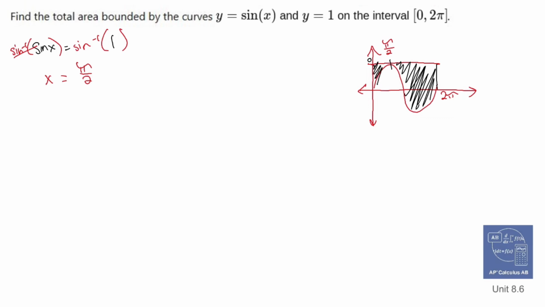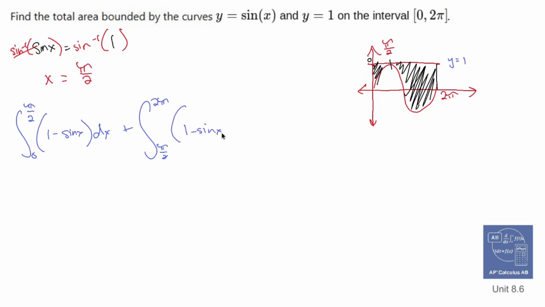Now I'm going to run into a fun little happy accident, but I'm going to pretend like that won't happen. I'm going to set up two integrals, and in both cases, y equals 1 appears on top. So one integral is going to be from 0 to pi over 2 of 1 minus sine x dx, plus pi over 2 to 2 pi of 1 minus sine x dx.